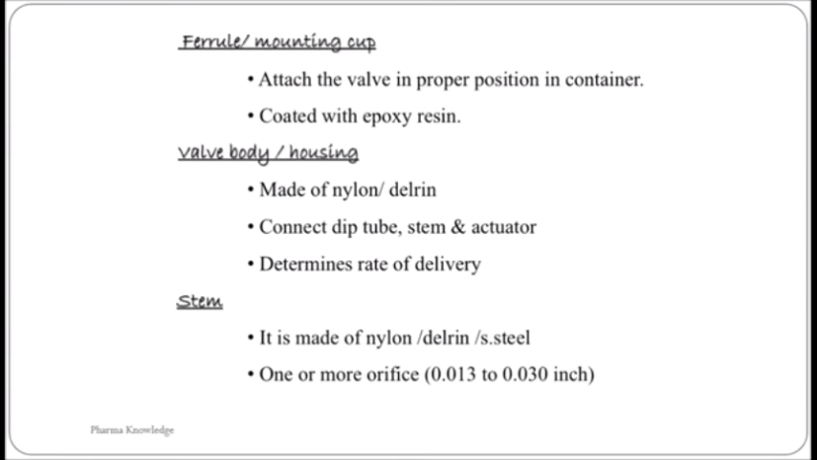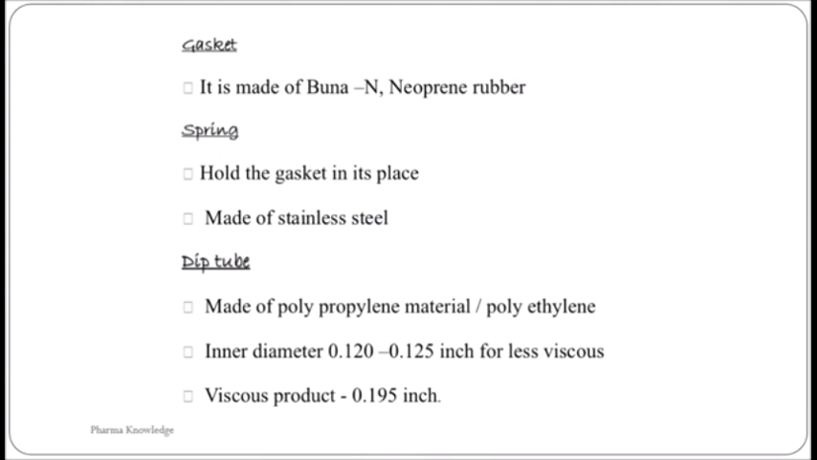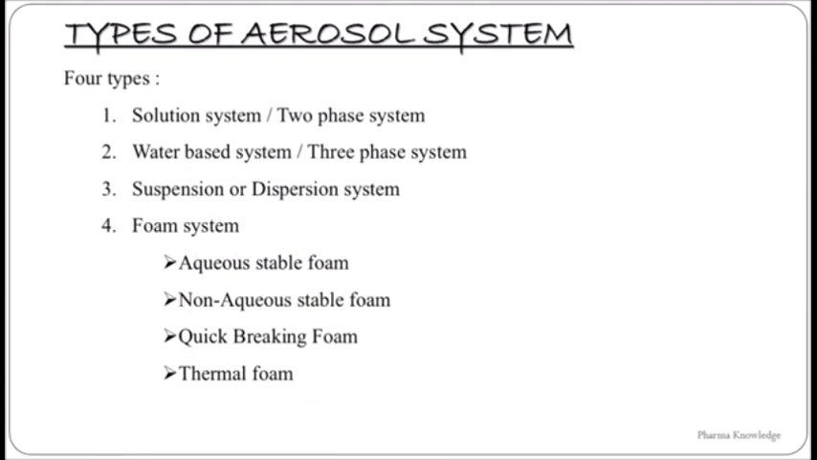So the next system is the foam system. This foam system consists of active ingredients in aqueous or non-aqueous vehicles, surfactants, and propellants, and is dispensed as a stable or quick breaking foam. And also the non-aerosol emulsions are usually lotions or viscous, but aerosol emulsions are dispensed as a foam. So next we see the types of foam.